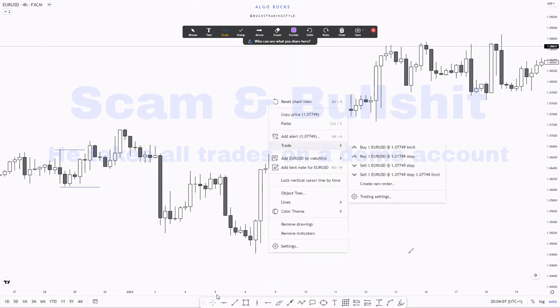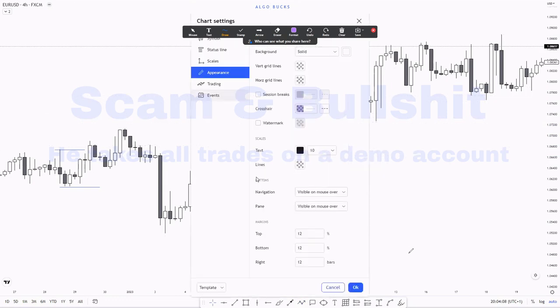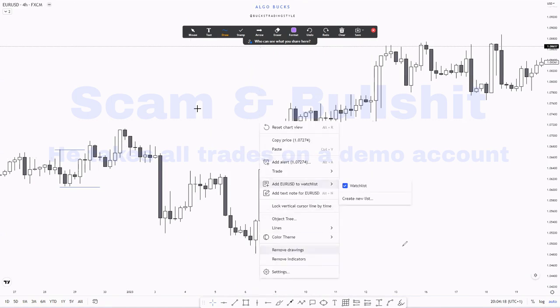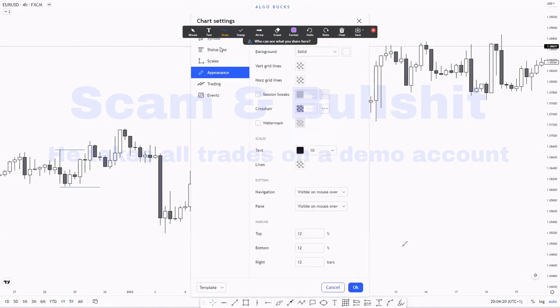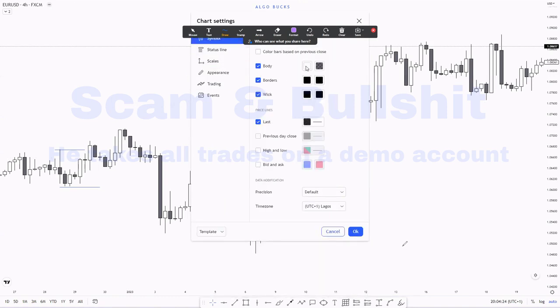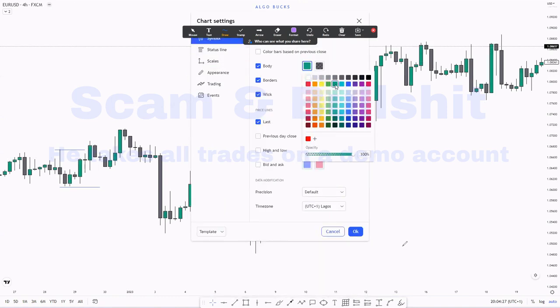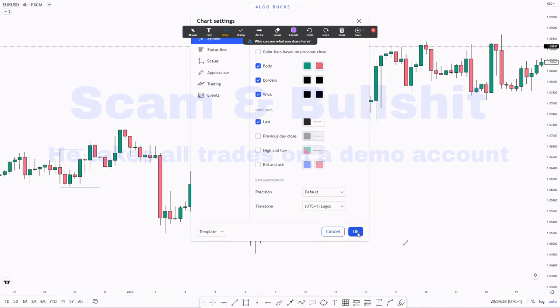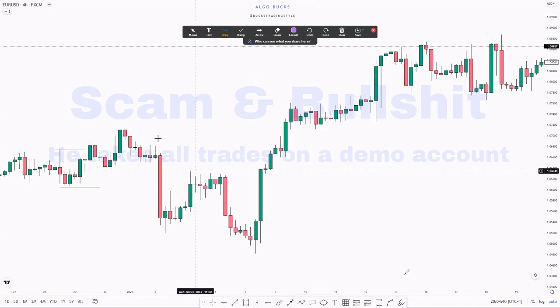let me save this template. So for bullish candles, we have green, right? For bearish candles, we have red. Is this okay for you? Yes. Okay, good. So green is bullish and red is bearish.